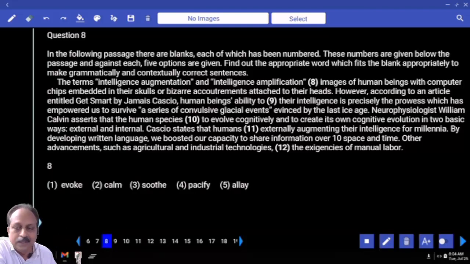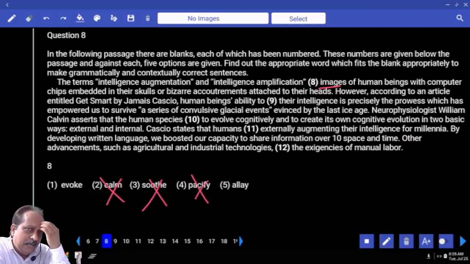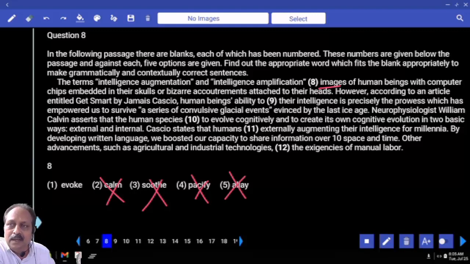Hold the first option. Can you use the word calm here? These two, calm images, no. Soothe images, you have to look at the combination. Underline the word images. Pacify images, already I've given the meanings, they go with a person, soothing words. Pacify a person. Allay, remove the fears. So you cannot use any of these words. What is the answer here? Evoke images of human beings with computer chips embedded in their skulls or bizarre accoutrements. Bizarre means what? Strange or odd. Accoutrements means specific equipment attached to their heads.